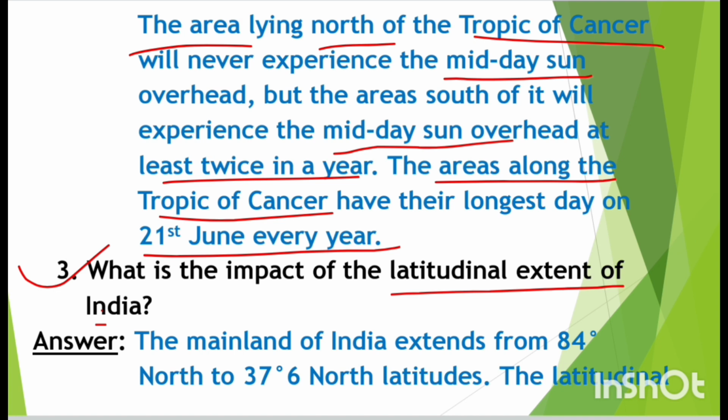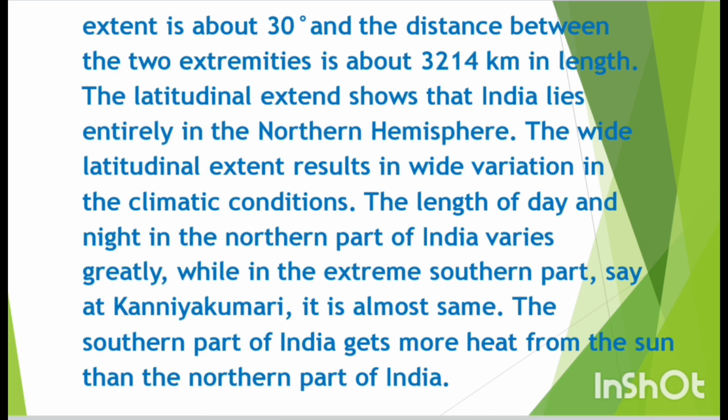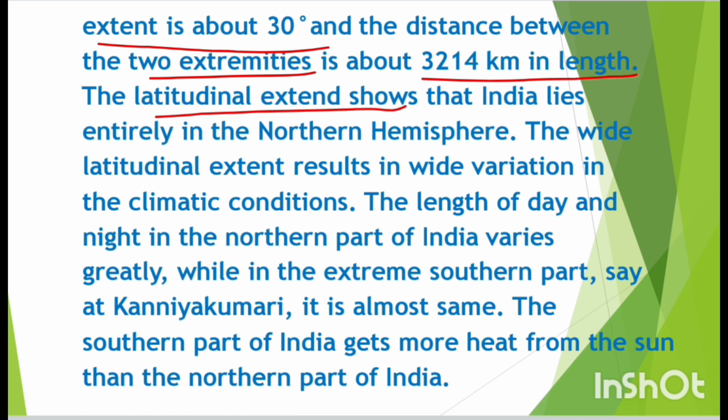Answer: The mainland of India extends from 8 degree 4 minute north to 37 degree 6 minute north latitude. The latitudinal extent is about 30 degree. The distance between the two extremities is about 3,214 km in length. The latitudinal extent shows that India lies entirely in the northern hemisphere.